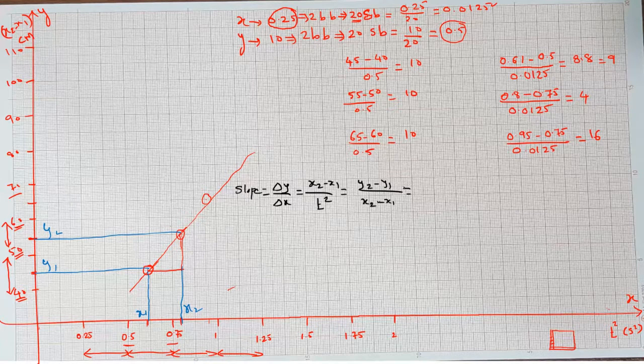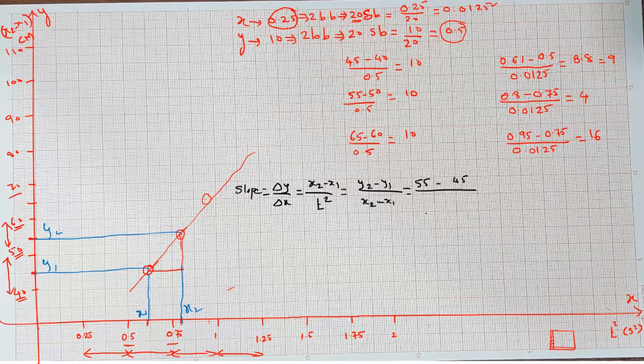So what is the value of y2 here? My y2 value is 55. My y1 value is 45. My x2 value is 0.8. My x1 value is 0.61. Now please calculate the value of slope. 55 minus 45 divided by 0.8 minus 0.61. So you got 52.63.